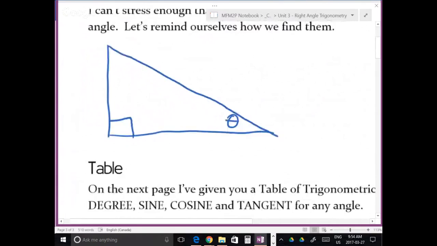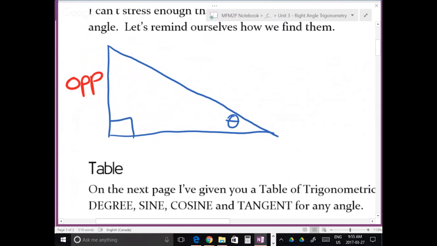How would I name these sides now that I have this here? Opposite. Which one? You're totally right. Up here, over here, down here. How'd you know that? It's across from the theta. That makes it the opposite. Good. What other side could we label?